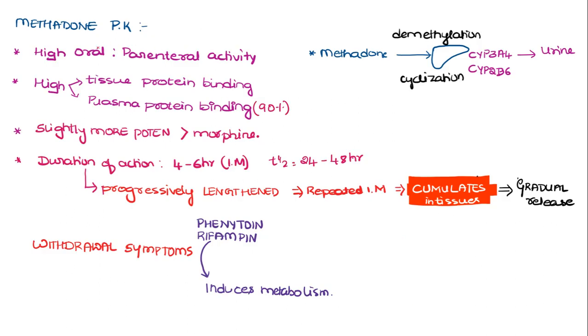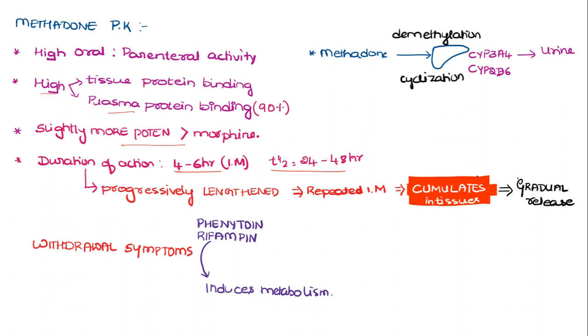Coming to the pharmacokinetic profile, it has high oral to parenteral activity, similar to that of other mu receptor agonists. It has high tissue as well as plasma protein binding capacity. It is slightly more potent than morphine, and the duration of action is prolonged. The duration of action is 4 to 6 hours following IM injection. The half-life is around 24 to 48 hours.